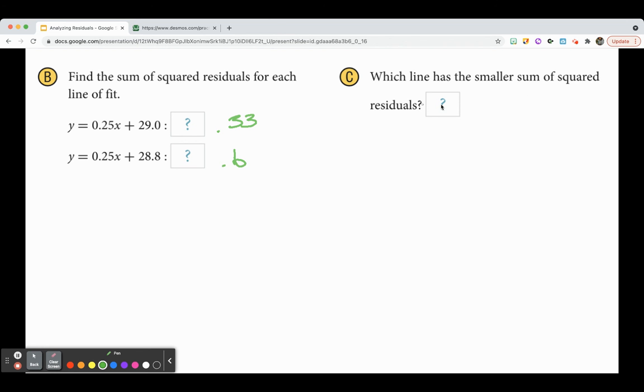And then which line has the smaller sum of squares? That was the one with the equation y equals 0.25x plus 29. And if it also helps, you can look at this as 0.60, or this is 0.33, or 60 hundredths and 33 hundredths. So this one right here is smaller. Okay, so as I just said, the one that has the smaller sum of squared residuals is going to be the better fitting equation or line of best fit for that particular scatter plot.